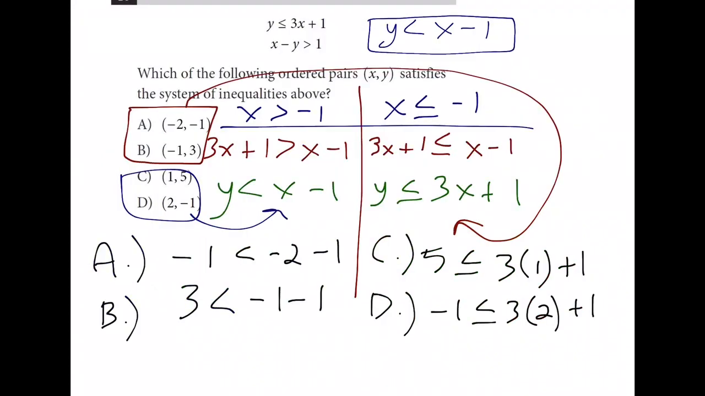So if I plug in the coordinates for all four of these, I see for A that negative 1 is not less than negative 2 minus 1, since negative 1 is not less than negative 3. If I take negative 1 minus 1, I get negative 2, which is not larger than 3. If I take 3 times 1 plus 1, I get 4, which is not greater than 5. But if I take 3 times 2 plus 1, that's 7, which is larger than or equal to negative 1, and that's why D is the only correct answer choice.